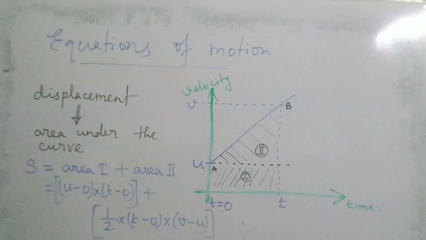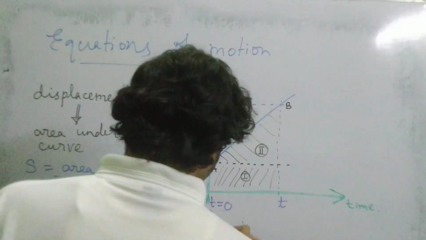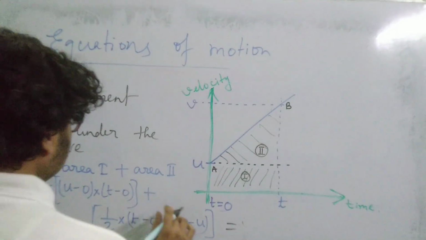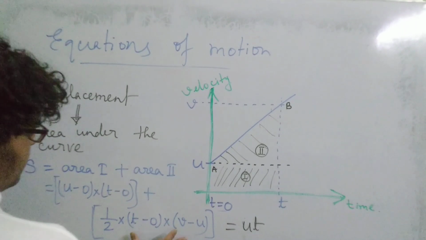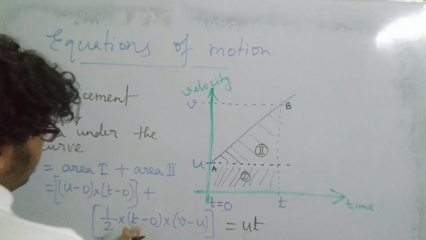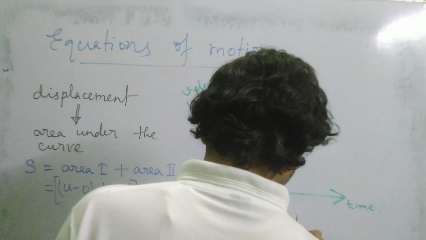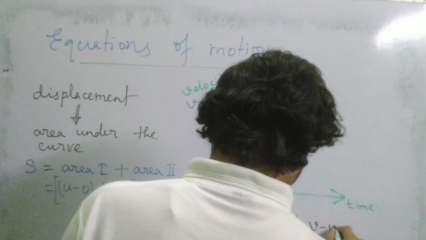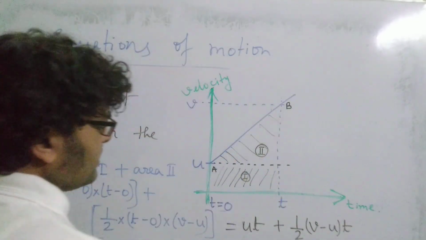Now if I just do the calculations, the rest is just simple calculation, nothing else. It will be something like this. Area of the rectangle is u into t, so it's u into t, and if I consider this part, it's half into t into v minus u. Okay, so plus half into v minus u into t. Fine.